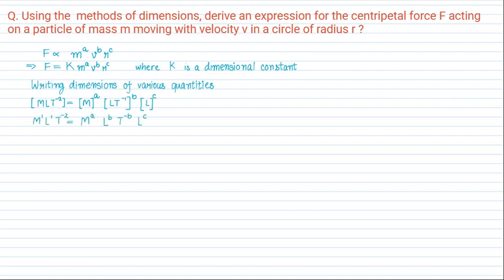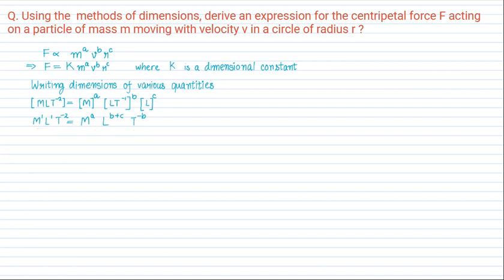Now let's open the bracket. So I write M to the power 1, L to the power 1, T to the power minus 2, equals M to the power a, L to the power b, T to the power minus b, L to the power c. Using the law of exponents, I can write this as L to the power b plus c times T to the power minus b. Now I have the dimensions ready.